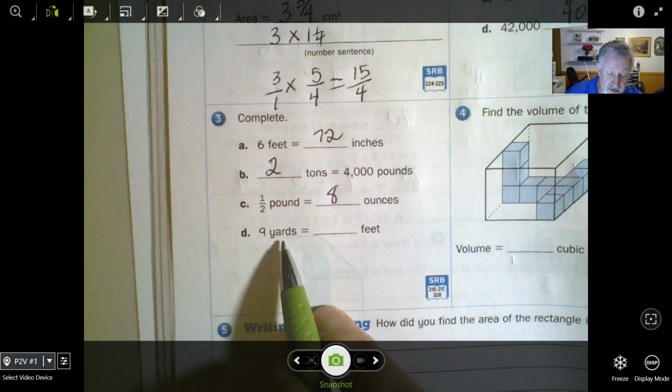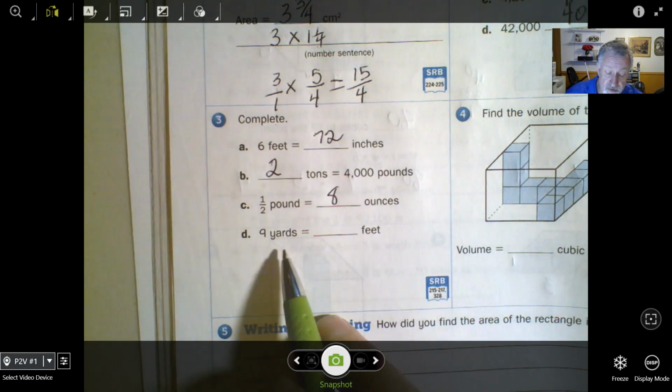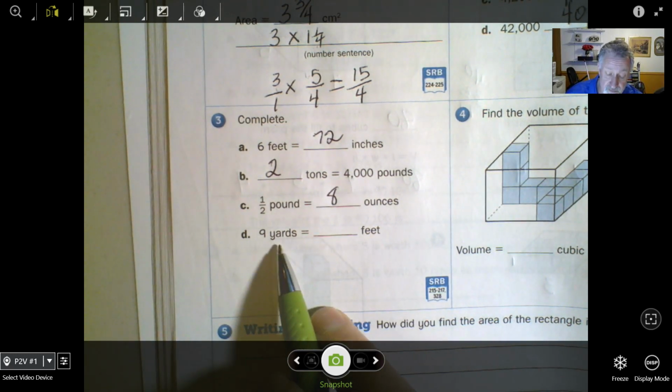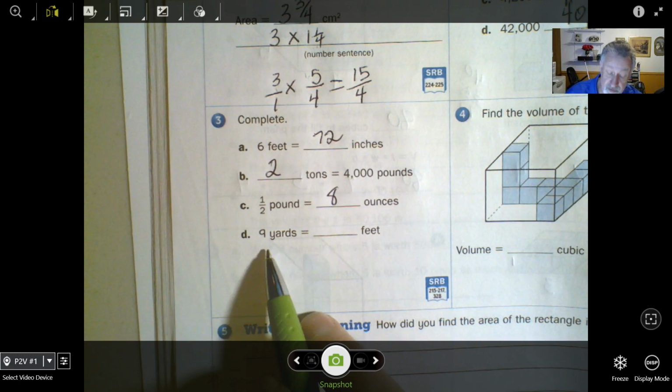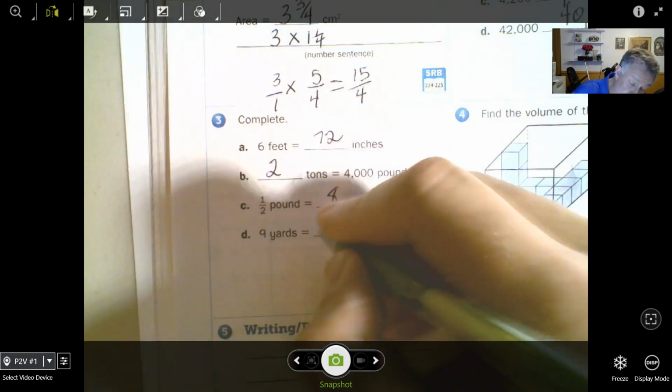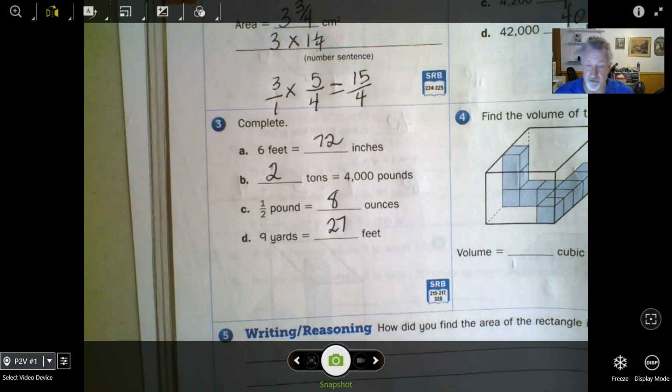And 9 yards is how many feet? Well, there are 3 feet per yard, and I have 9 groups of 3 feet, and that gives me 27 feet.